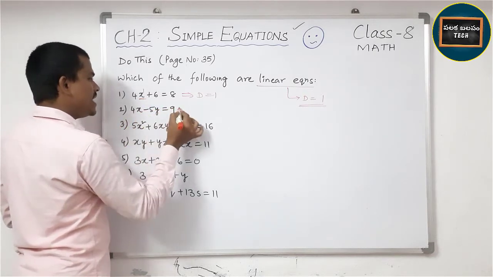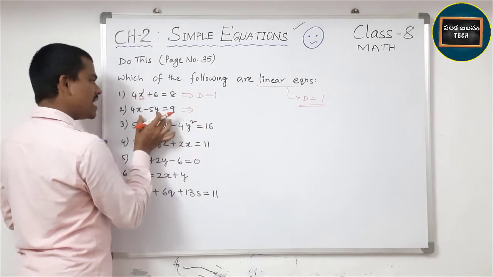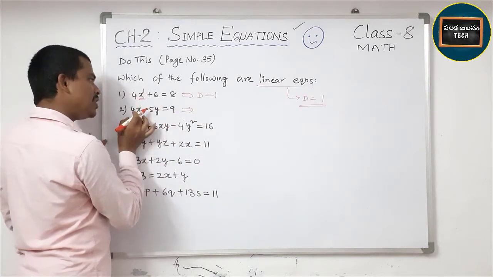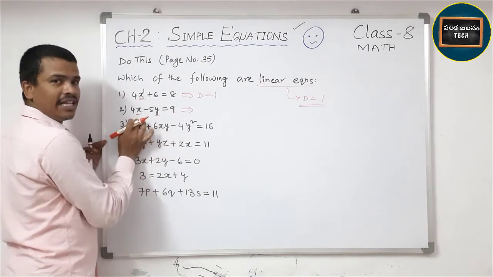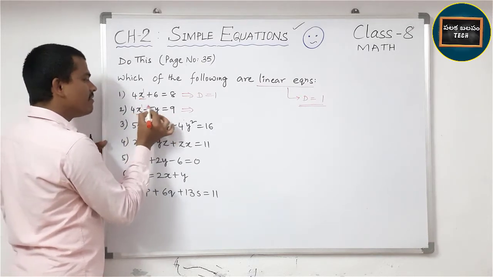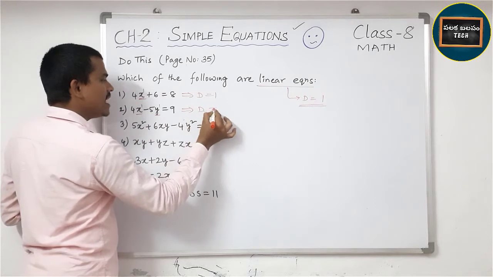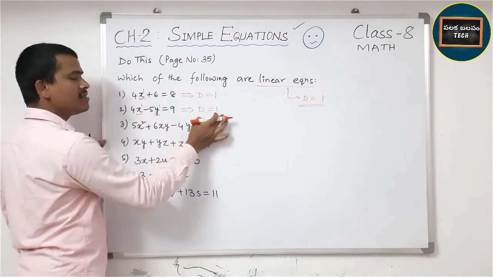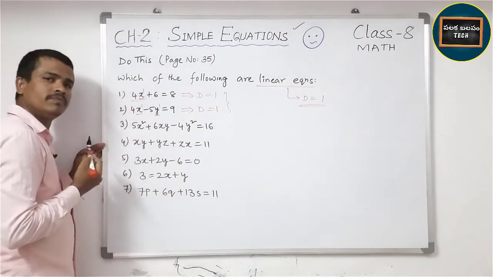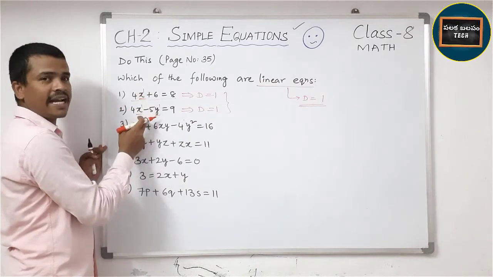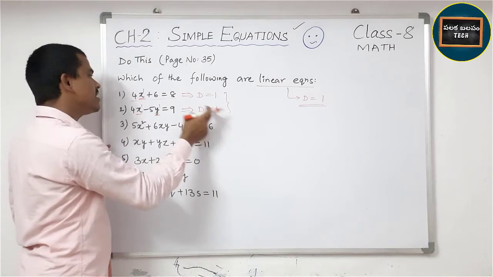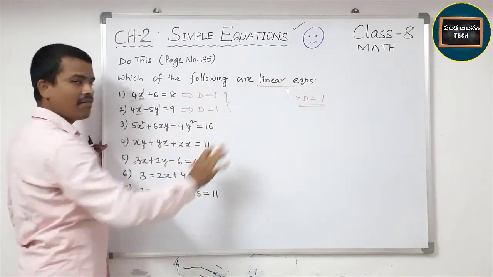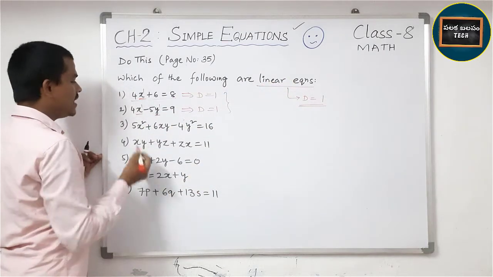So it is an equation in two variables. x and y are the variables. The degree of the equation is 1 here. The highest power of the variables is 1 only. In the first question and in the second question, the degree of both the equations is 1. Hence, these two are called linear equations. Now let us see the third question.